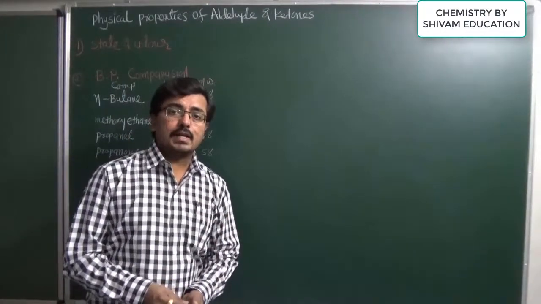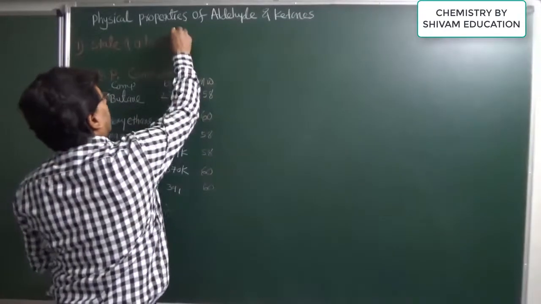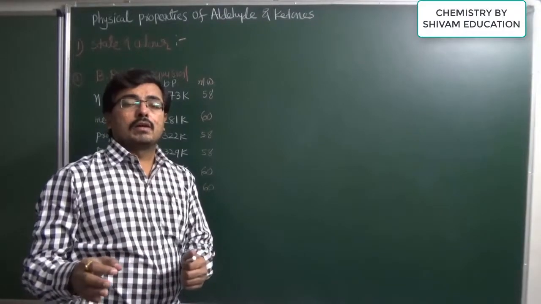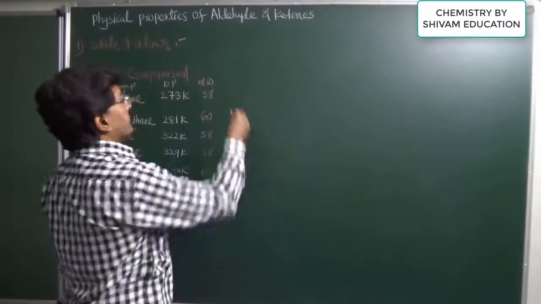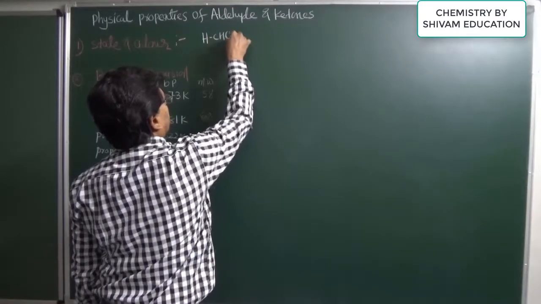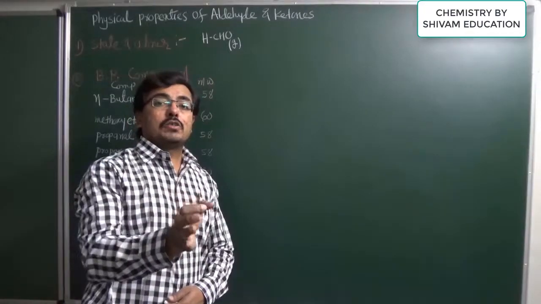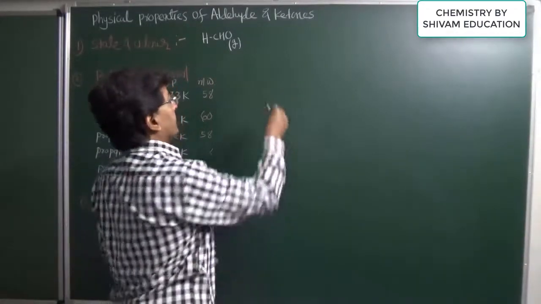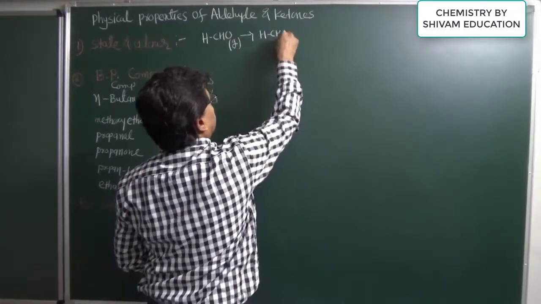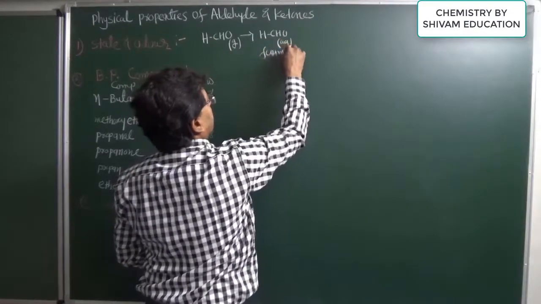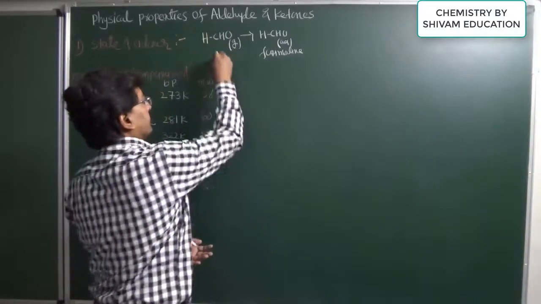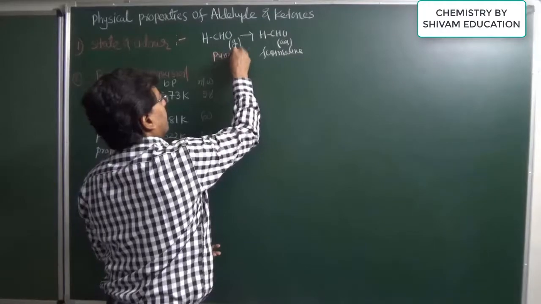So first, when we take aldehyde as well as ketone, it is observed that lower molecular mass aldehyde as well as ketone are present in a liquid state. Suppose we take formaldehyde, then formaldehyde will be present in a gaseous form and it can be dissolved easily in water, and its solution in water is known as formalin. So the aqueous solution of formaldehyde is known as formalin, and we know that it has a pungent smell.